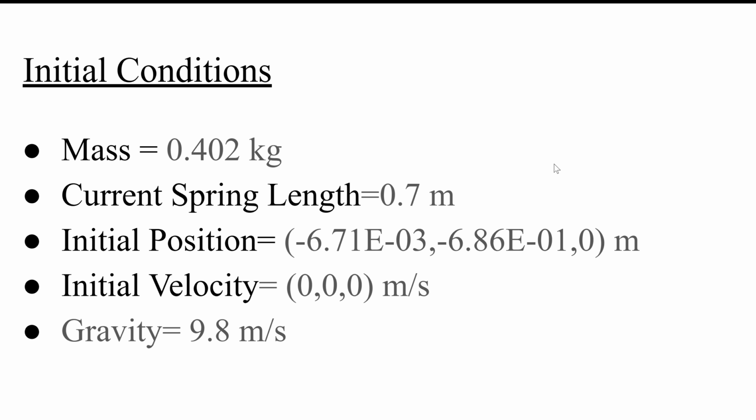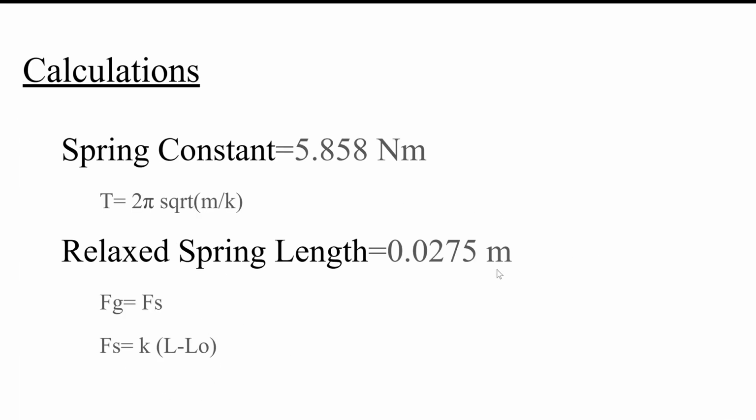The initial conditions for the Python code that we created were that the mass of the weight is 0.402 kilograms, the current spring length is 0.7 meters. The initial position is as shown above, which we derived from the tracker data, and the initial velocity was 0, and of course gravity was acting at 9.8 meters per second squared.